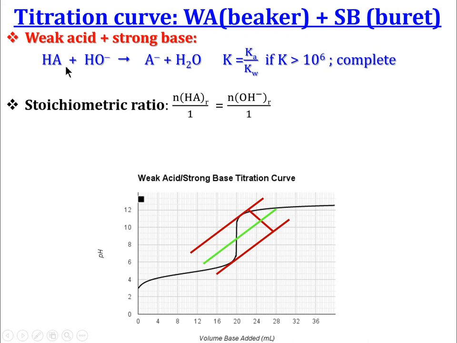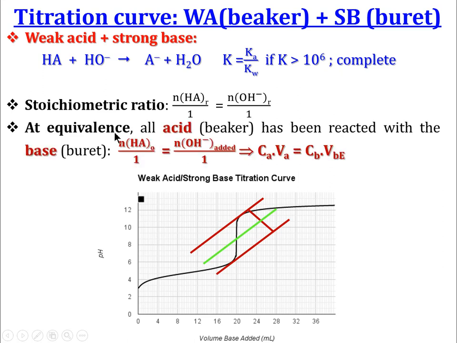The stoichiometric ratio for this reaction: the number of moles of HA reacted divided by 1 equals the number of moles of OH- reacted divided by 1. At equivalence, all acid HA has reacted with the base added from the burette. So we can write the number of moles of HA initial divided by 1 equals the number of moles of OH- added divided by 1. So C acid initial times V acid initial equals CB times the volume of the base added at equivalence.